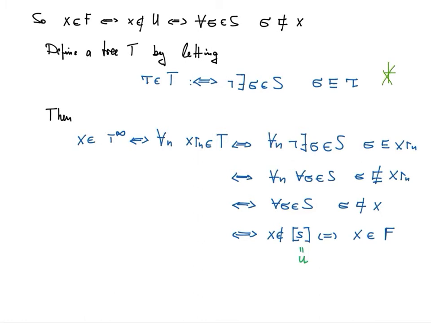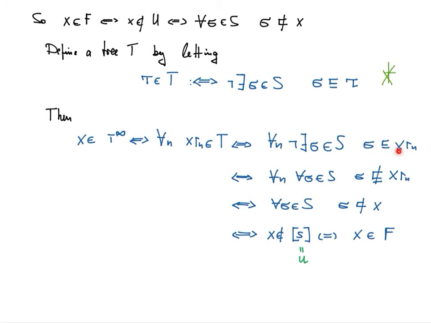So now, let's verify that this tree actually does what we want. Assume we have an infinite path through T. That means all initial segments of that sequence are in T. By definition of T, this means that for all n, we cannot find a sigma in S that is an initial segment of X, the length n initial segment of X.